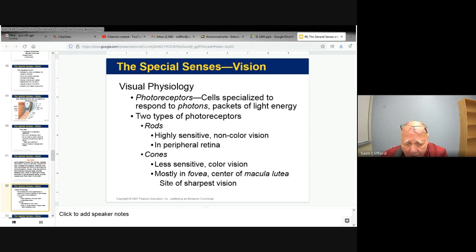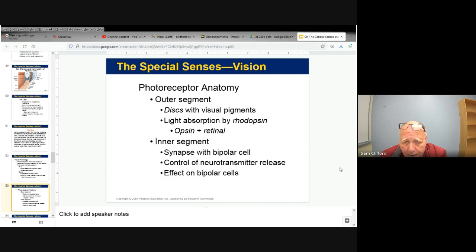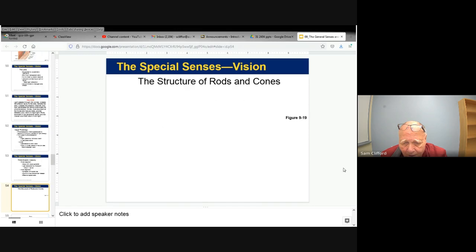And that allows for very, very sharp vision within bright light. So what's the photoreceptor anatomy?